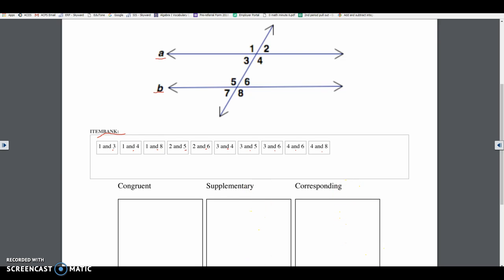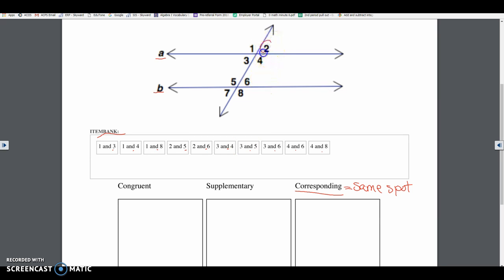So the first thing we want to do is talk about each of these. Corresponding is where I'm going to start first. Corresponding means they're in the same spot. That's the very simple way to say it: same spot. You can write that in your paper if you want to remember it. I'm going to give you a set that's in the same spot.